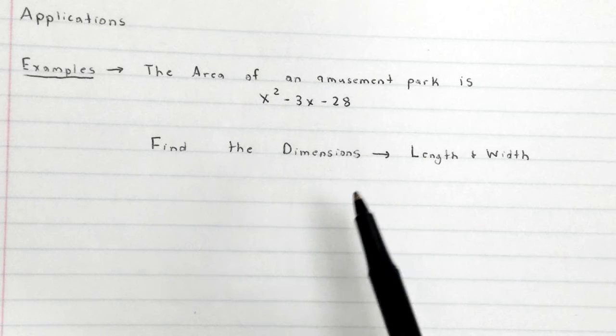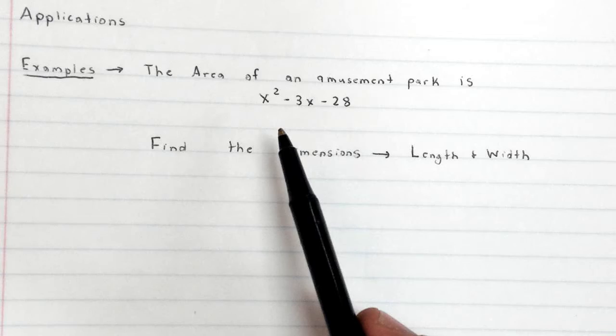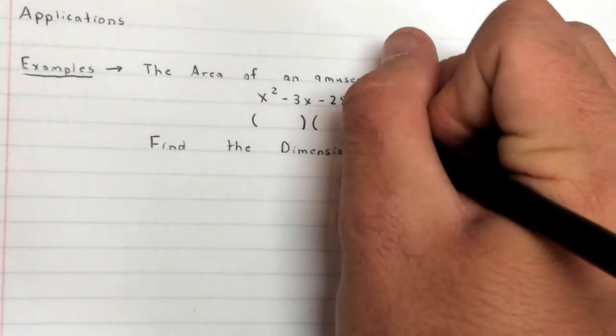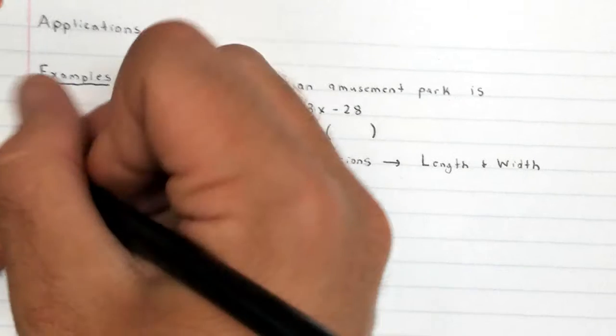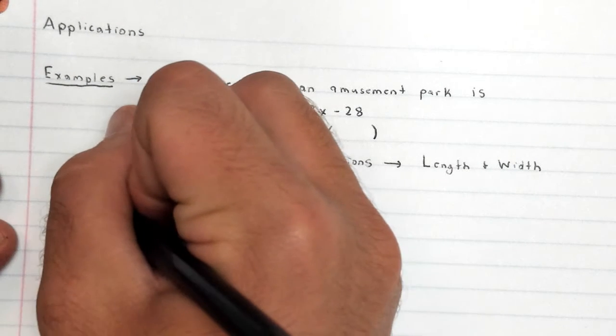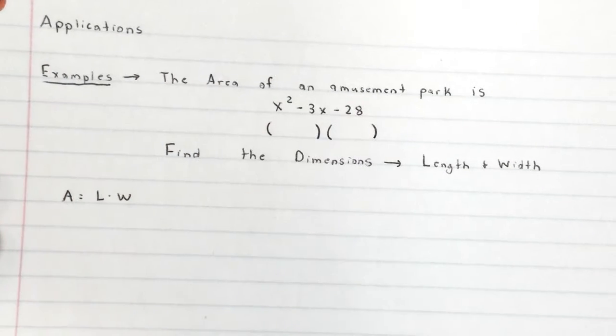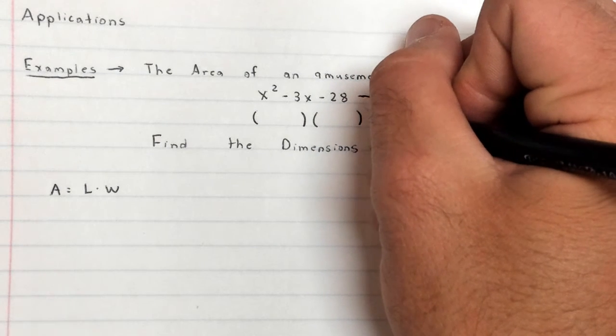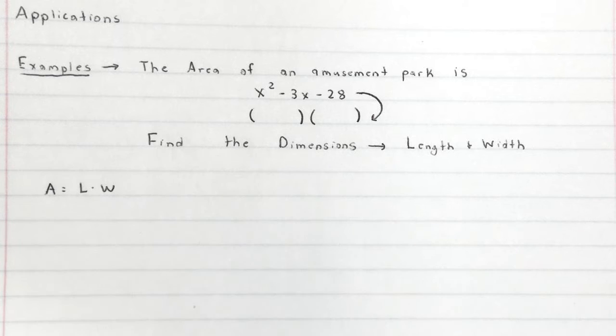In other words, I want to know what two things multiply to get this area. Because remember, area is equal to length times width. So I want to work backwards from my area into my dimensions.